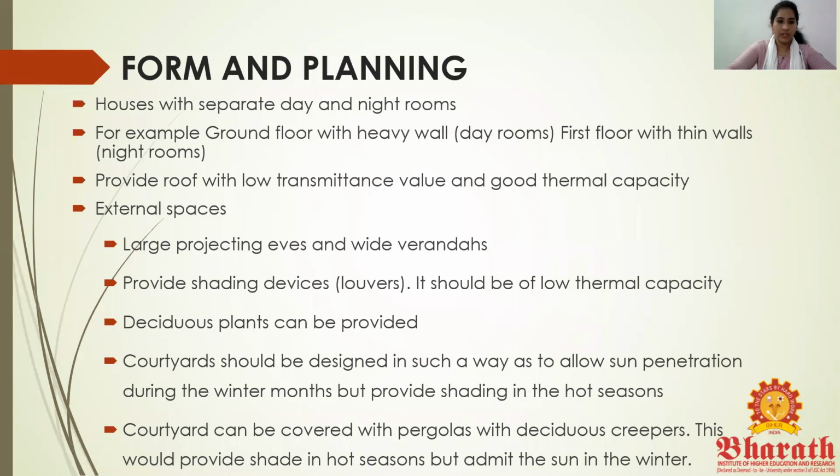In your form and planning, it goes like this: houses with separate day and night rooms. For example, the ground floor with heavy walls for day rooms, and the first floor with thin walls for your night rooms. So you have subcategories for day and night, and thereby you have different treatments, because it's a composite mix. You try and achieve both. Okay. So provide rooms with a roof with a low transmittance value and a good thermal capacity.